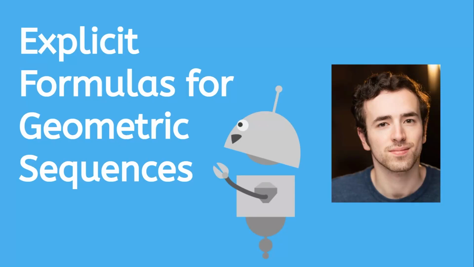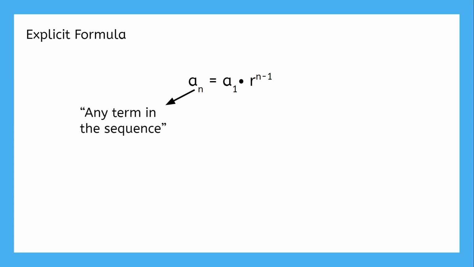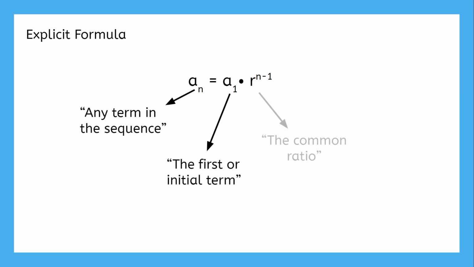In the last video, we learned how to write the recursive formula for a geometric sequence. So in this video, we're going to be discussing the explicit formula. For geometric sequences, the explicit formula looks like this. As usual, this means any term, and this means the initial term. We learned previously that r is the common ratio, similar to the common difference in arithmetic sequences.